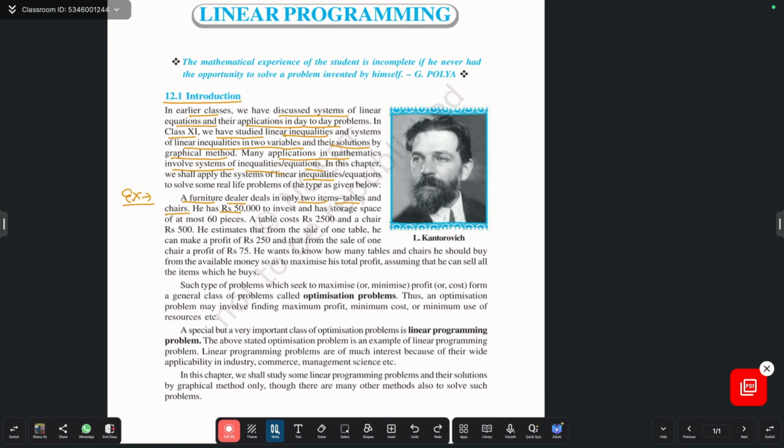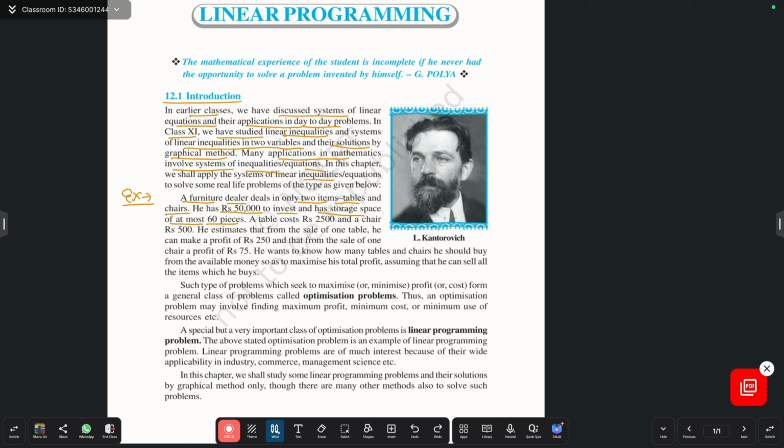He has rupees 50,000 only to invest and has a storage space of at most 60 pieces. Now you have only one room. In that room only 60 pieces can be occupied, either 60 chairs or 60 tables or 60 chairs plus tables mixed. So you have constraints. First, money constraint: you have only 50,000 rupees to invest. Then you have a space constraint. Constraint means conditions. The condition is that in that space you can occupy only 60 items, either 60 chairs or 60 tables or 60 chairs and tables both mixed. It is up to you.